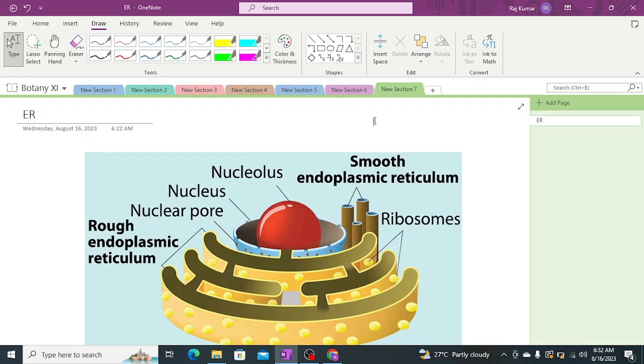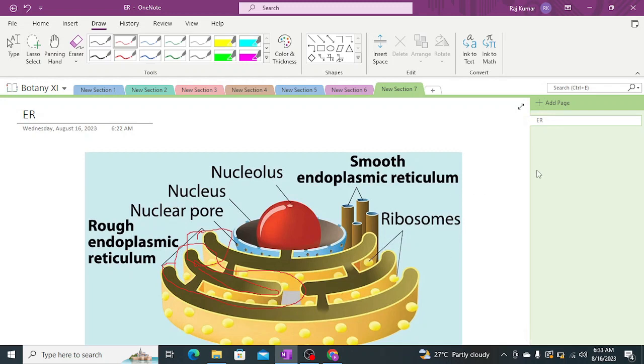Now some internal structures. The structure of the endoplasmic reticulum is such that it has only the lipoprotein bilayer, the phospholipid bilayer, and no other structure. This lipoprotein bilayer has foldings forming flattened sac-like structures known as cisternae. The cisternae have a cavity inside, known as the cisternal cavity or lumen.